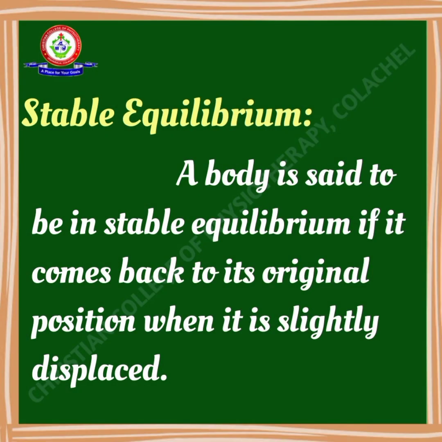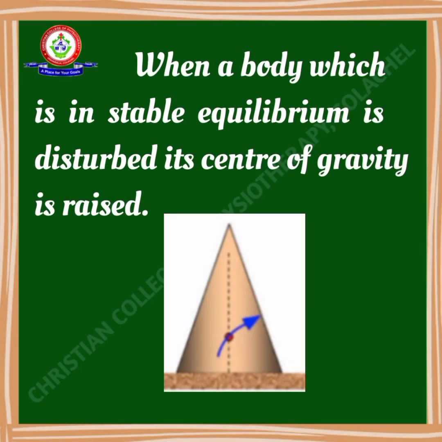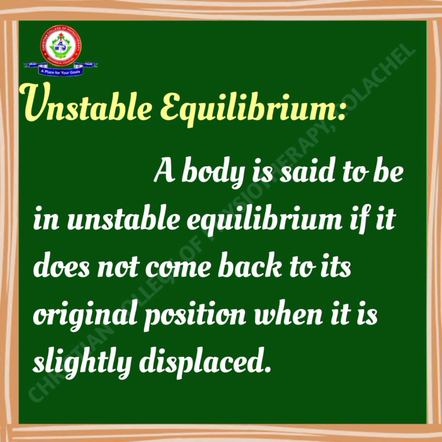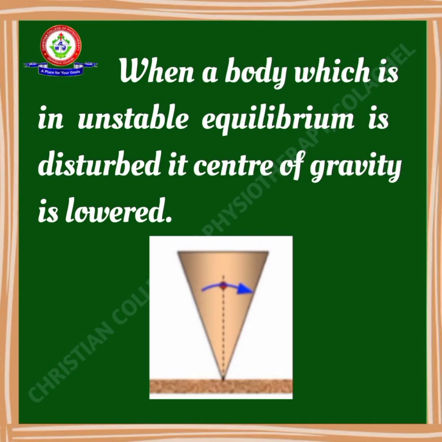Stable equilibrium. A body is said to be in stable equilibrium if it comes back to its original position when it is slightly displaced. When a body which is in stable equilibrium is disturbed, its center of gravity is raised. Unstable equilibrium. A body is said to be in unstable equilibrium if it does not come back to its original position when it is slightly displaced. When a body which is in unstable equilibrium is disturbed, its center of gravity is lowered.